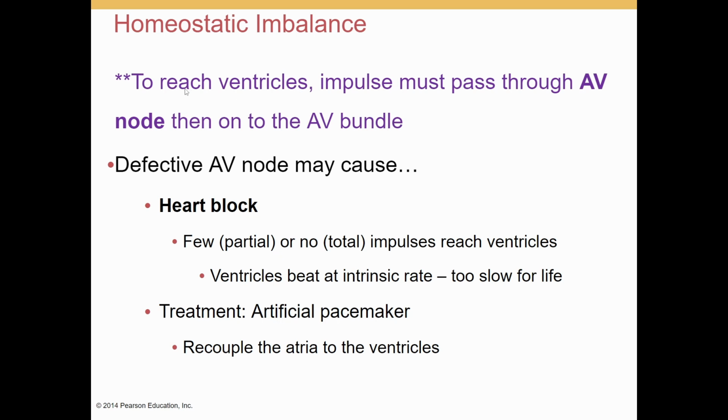And remember, to reach the ventricles, the only method is to have an impulse pass through the AV node, then onto the AV bundle, because the AV bundle is the only connection between the atria and the ventricles. So if you have a defective AV node, we can't get anything to the AV bundle, and that could cause heart block. There are different types of heart block, partial or total, and with few or no impulses reaching the ventricles, it may lead the ventricles to be at their intrinsic rate, and their intrinsic rate is too slow for life. A treatment for this is an artificial pacemaker, and that recouples the atria to the ventricles.